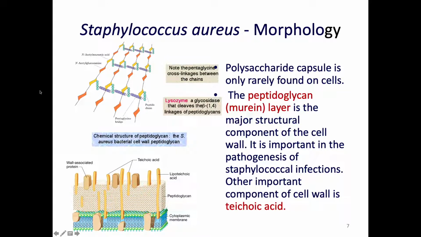Okay, you can see, I think that you can see. Teichoic acid is here. I think that I should move probably. Okay, teichoic acid is here, and the peptidoglycan layer, you can see that it is very thick. This is why we have blue color after gram staining.